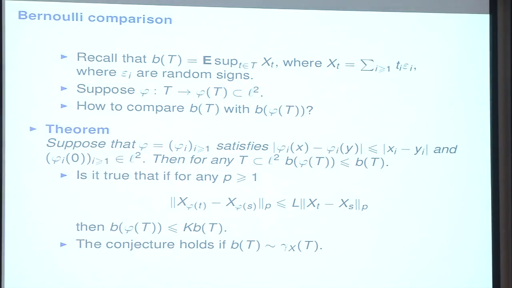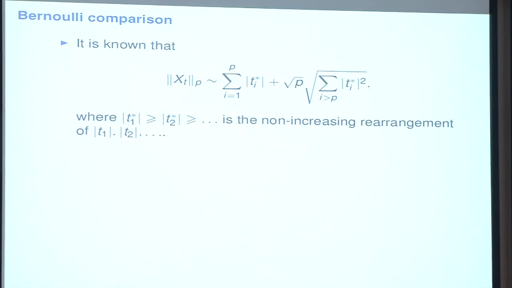Okay, so I've stated the Bernoulli comparison theorem, but it's also pretty clear that if b(T) happens to be comparable with gamma_2, or in general with my bar gamma, then the result is obvious, because by the construction of gamma, we know that the whole idea works. But what I can prove up to now is something like that.